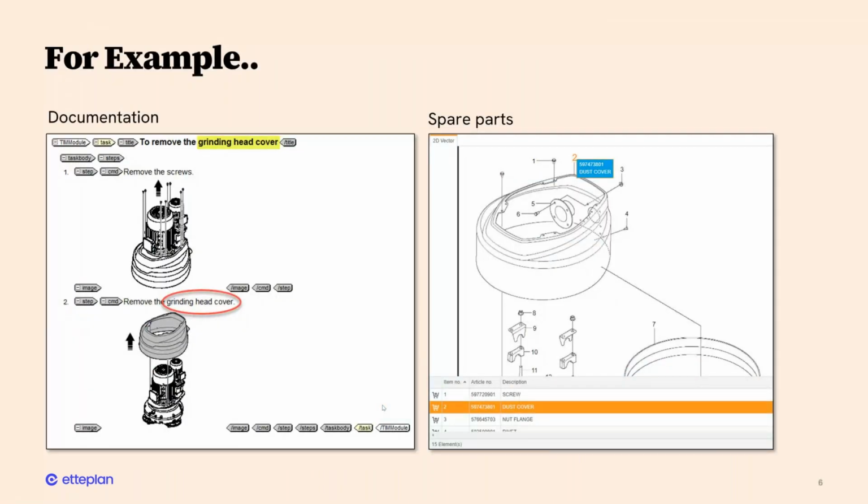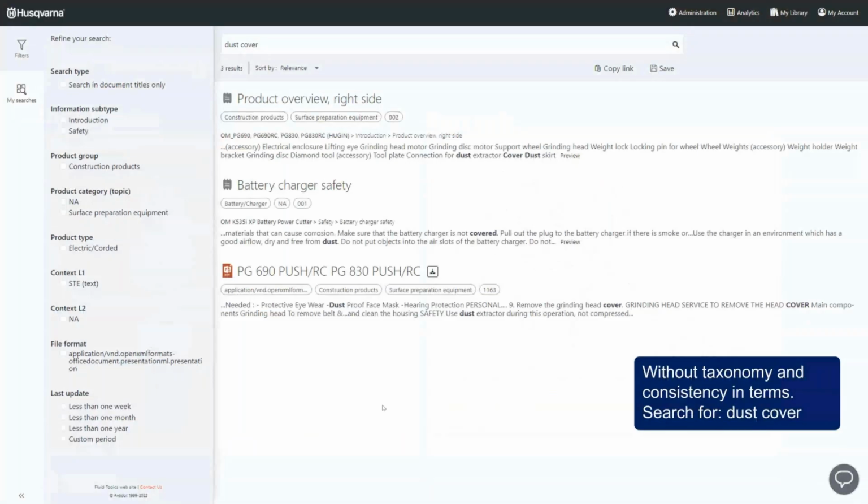So just to give you an example, if we just take one term, and this term could be a grinding head cover in this case, which is used in the documentation. But then we see that spare parts, we're calling it something completely different. We're calling it a dust cover. So what does that mean then? If you have a service engineer and you provide them with not just the documents, but a viewer where they can simply look up information on their phone or tablet, which is what we've done for Husqvarna, for instance, then without taxonomy and proper terminology management in place, a service engineer that searches for the word dust cover is not really able to find the right information, because dust is used over there, cover is used over there. So, how do we deal with that?